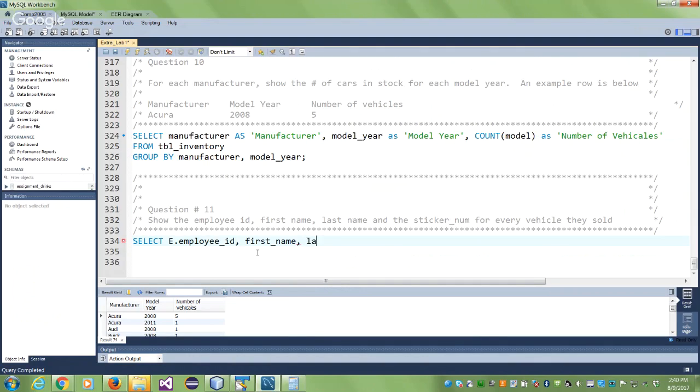The last name doesn't need a qualification. What else do we need to show? And the sticker number, because the sticker number is coming from S. Again, there is no ambiguity. You can just write sticker number. If it is ambiguous, then you give it a qualifier. Now, what else do we want? Every vehicle they sold. Okay, join.